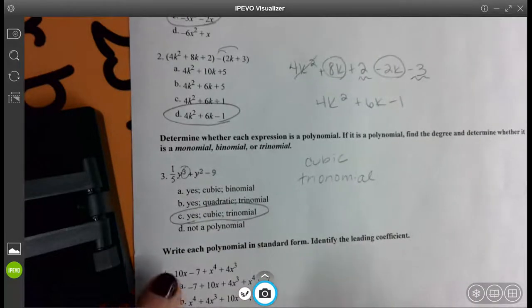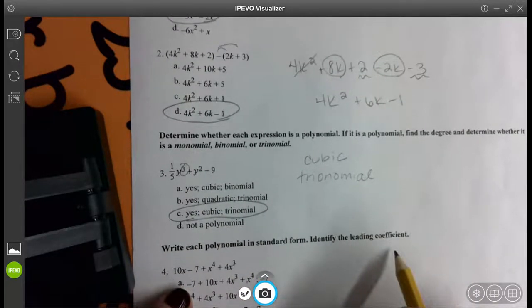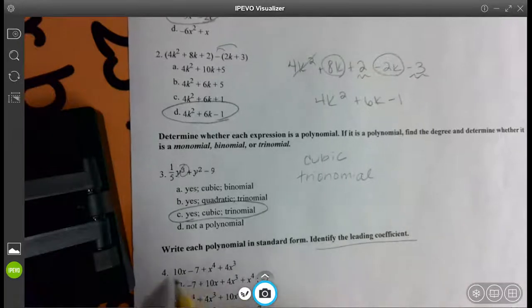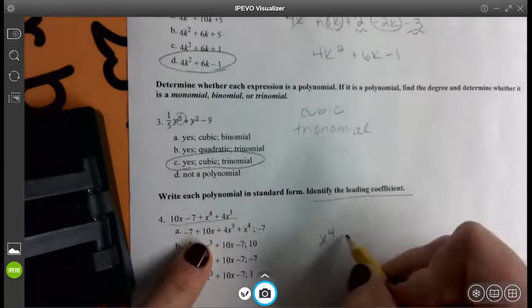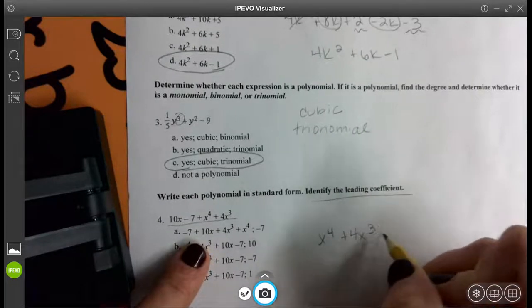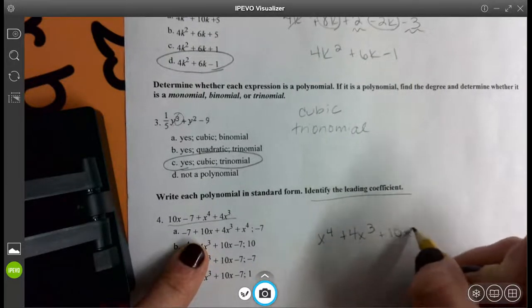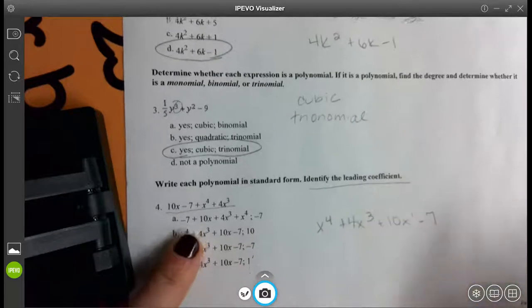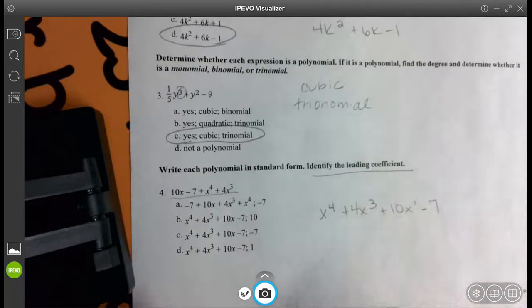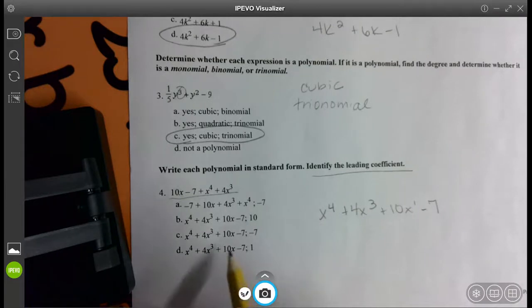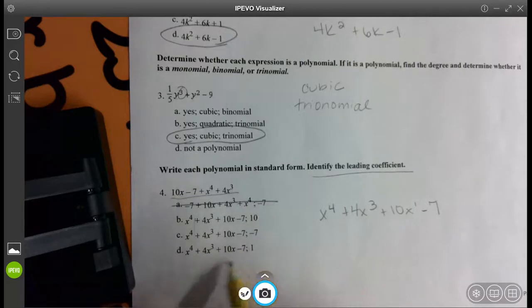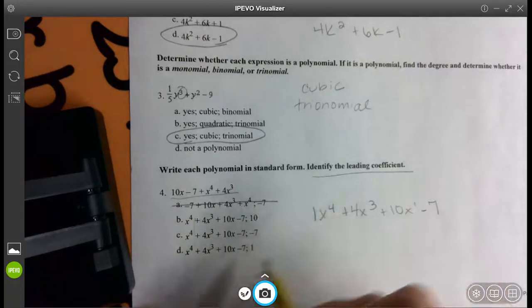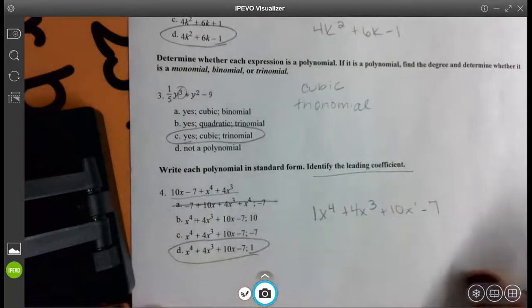Number 4, it says write each polynomial in standard form. Identify the leading coefficient. So the highest degree is 4. Your next degree is cubed, and then it would be 10x because it's technically the first, and then 7 is just a constant, so it doesn't have a coefficient. So your answer, they're all the same here. The leading coefficient here would be a 1. So your answer is D.